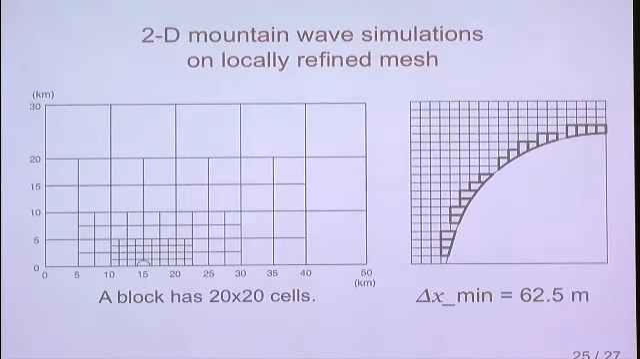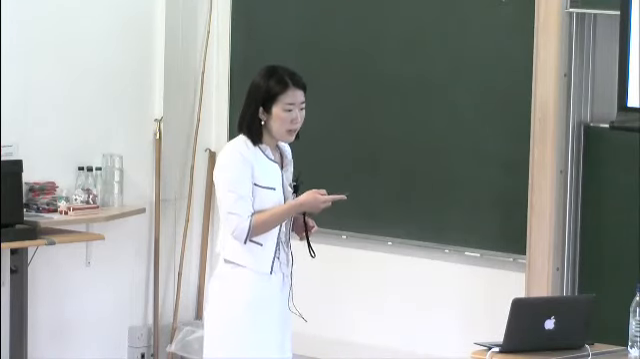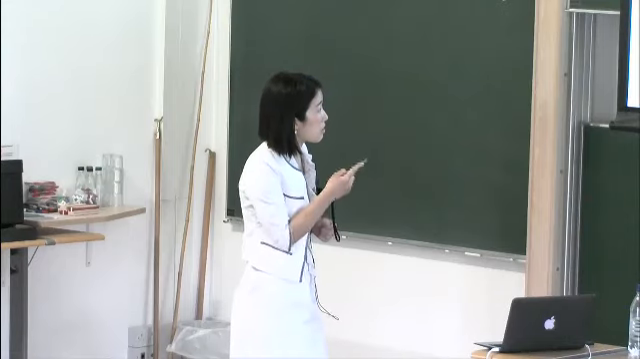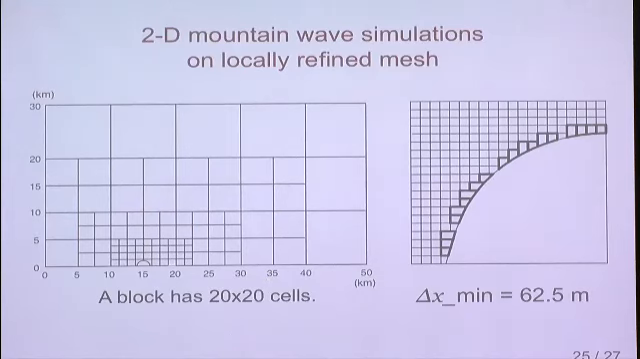The final result I show you today demonstrates the performance of the Castle model with a block-structured mesh refinement. In this case, the domain is divided into a lot of blocks this way, and each block has 20 times 20 cells. A semicircular mountain is located here, and the right picture is the enlarged view of the block that contains the mountain. The minimum resolution is 62.5 meters. And there are merged cells represented here.